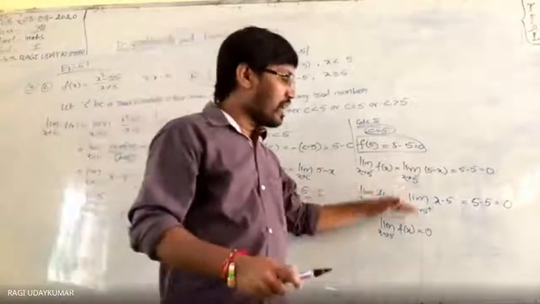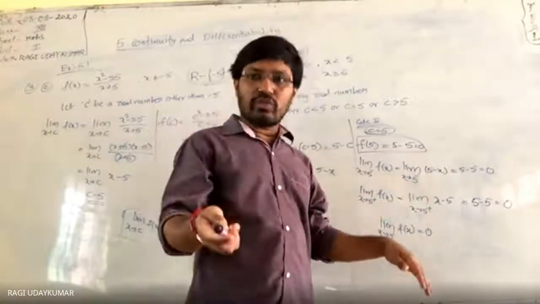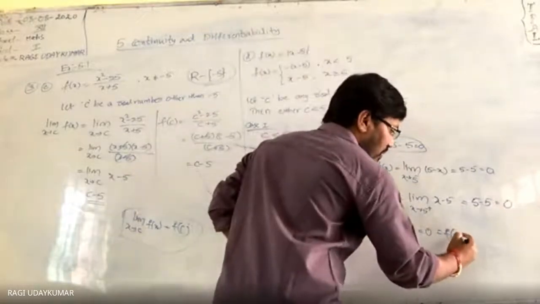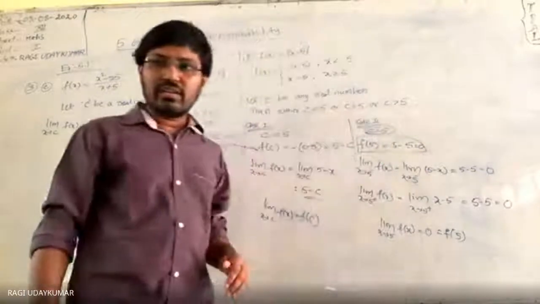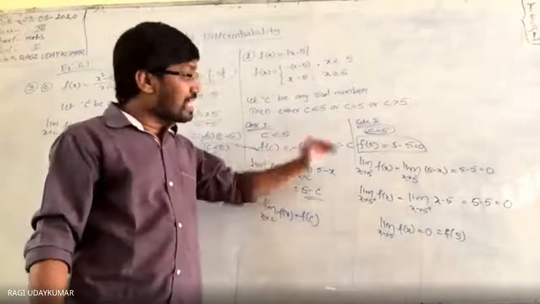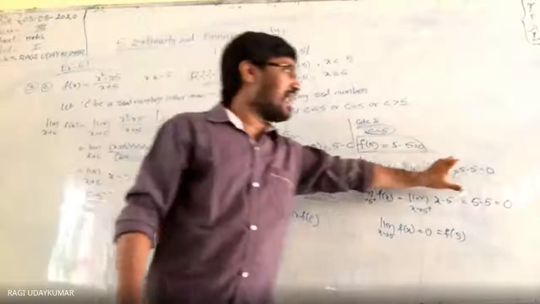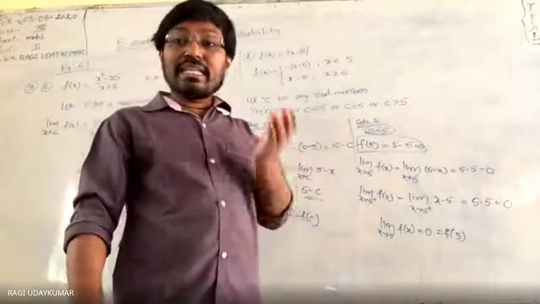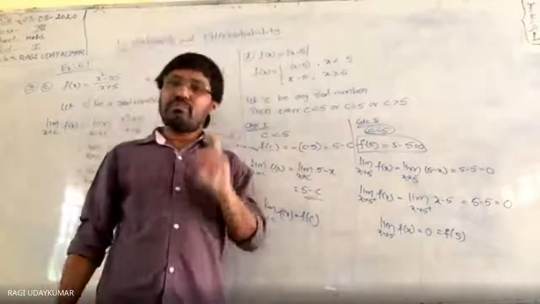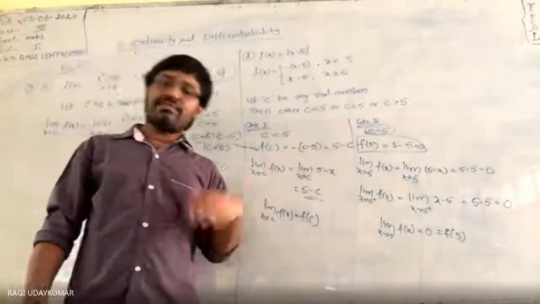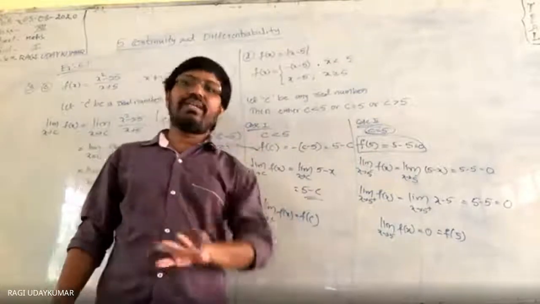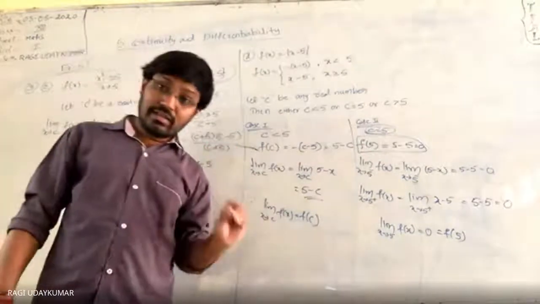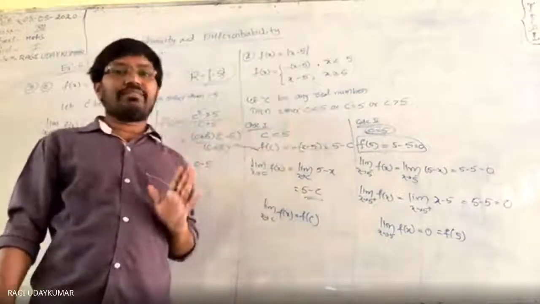Sometimes what happens is both are equal, so the limit exists, but it is not equal to f of 5. Sometimes the limit is equal to f of 5, and sometimes in some problems it may not be equal to f of 5. Both come equal to 0, but that is not equal to f of 5. In that case also it is not continuous. In both cases it is not continuous. In the first case the limit does not exist, that's why it is not continuous. The limit must exist and the value should be equal to that particular value.